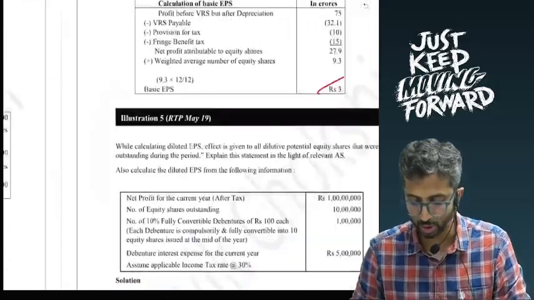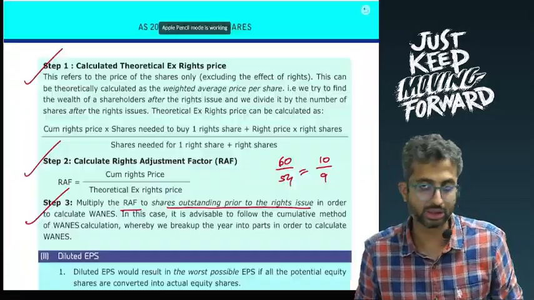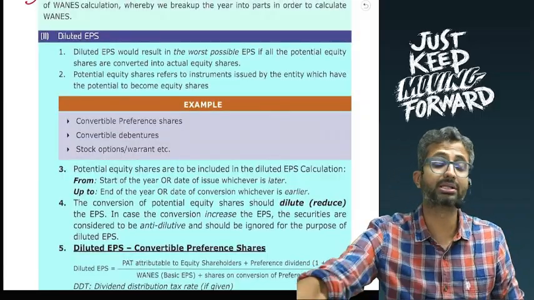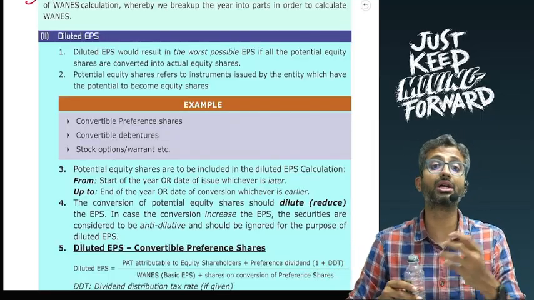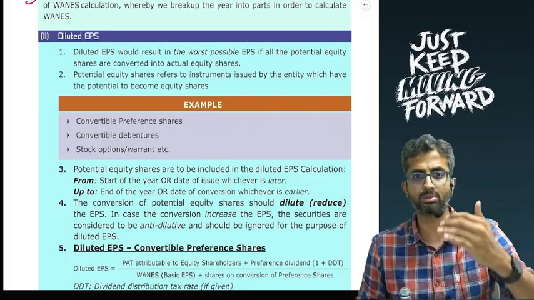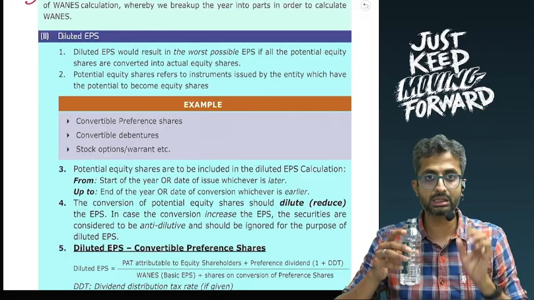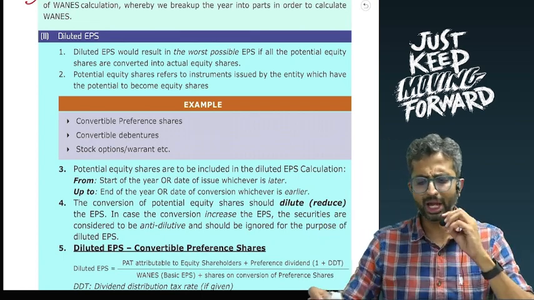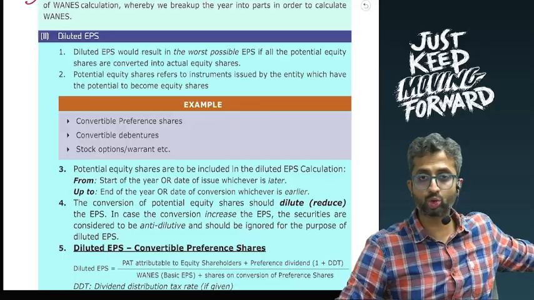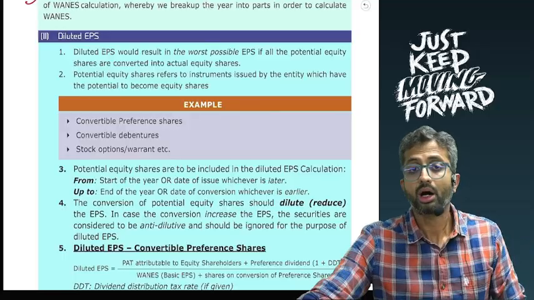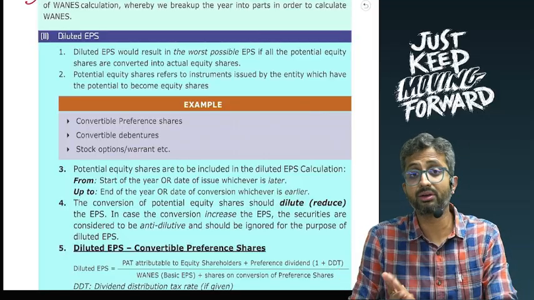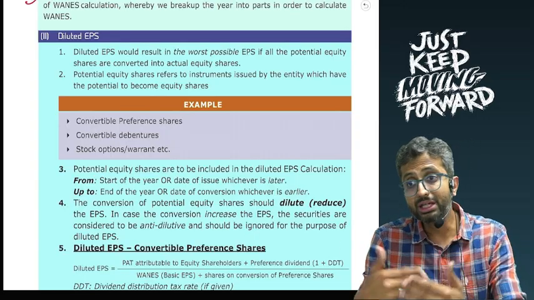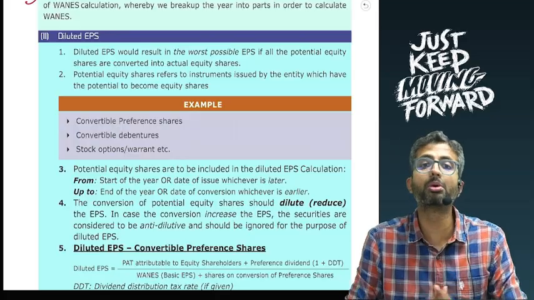Question 3, question 5 and question 6 are pertaining to the next concept of this chapter, which is diluted EPS. Now diluted EPS, as the name goes, dilution. What does the word dilution mean? Does it mean an increase? Does it mean a decrease? Dilution means decrease. So diluted EPS over here refers to kind of the worst possible EPS if an entity has potential equity shares, and if these potential equity shares convert, then what will be my EPS position?